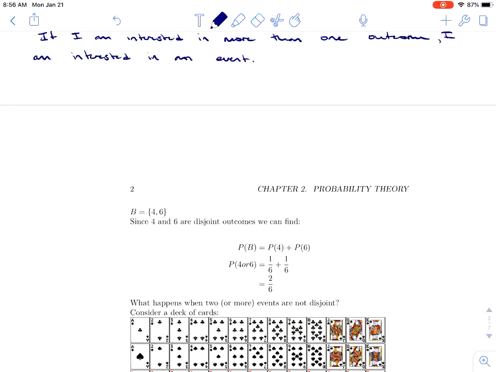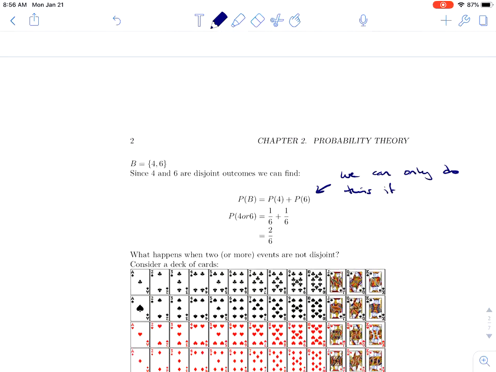What we'll see, just in about 2 minutes, is that we can only do this if we have disjoint outcomes. So we can only add up these probabilities individually if the events are disjoint, okay? So we can only do this if the outcomes are disjoint.